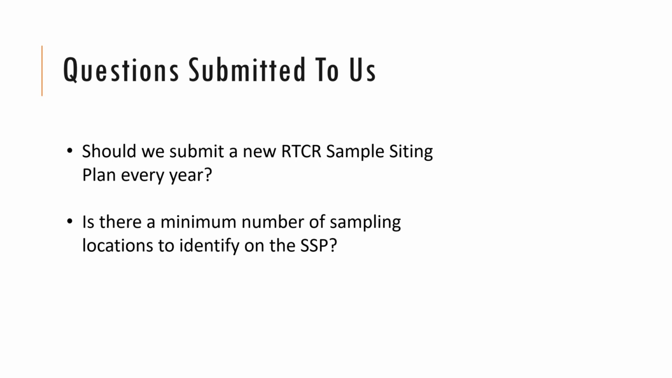Another question we received was, is there a minimum number of sampling locations to identify on the sample siting plan? The minimum number of sampling locations should be dependent on the population the water system serves and the number of locations required to sufficiently represent the water quality of the distribution system. So for example, if you're a system serving less than 1,000, you're required to have 1 routine sample per month, and that sample can be taken from the same location every month, depending on how simple your distribution system design is. So if this was the case, you would require a sample location from the original location where you take your routine sampling.